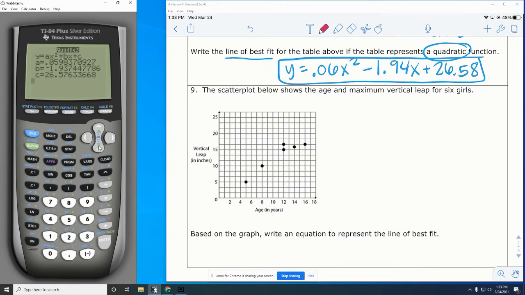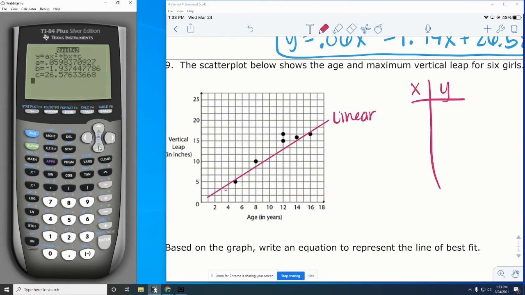Number 9, scatter plot below shows the age and maximum vertical leap for 6 girls. Based on the graph, write an equation to represent the line of best fit. So I can see from here, this one is about a line. That was not a good line, but line of best fit. So this is going to be linear. So I'm going to go ahead and fill in my table.